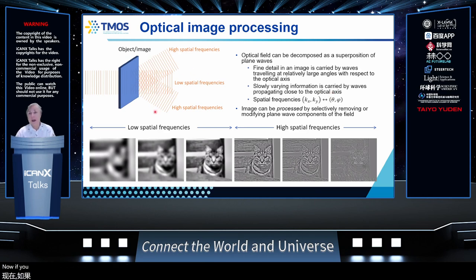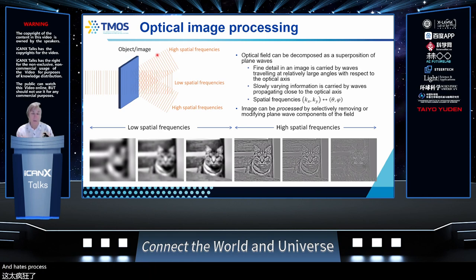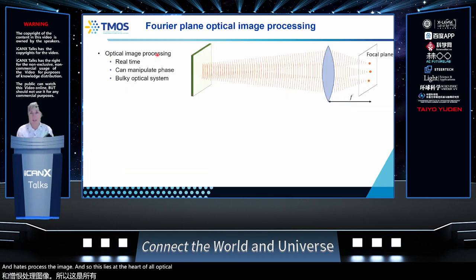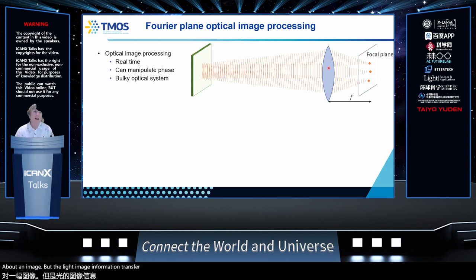Now, if you think about the optical field as being the sum over all of these plane waves, and if you can manipulate selectively some of these waves, that means you actually change the image and hence process the image. And so this lies at the heart of all optical image processing. Now, one way we can access this information is by noting that we can use a lens to Fourier transform an optical field. So the image information travels, passes through a lens, and we go to the focal plane. All of these plane wave components are brought to a focus at different points within the focal plane.